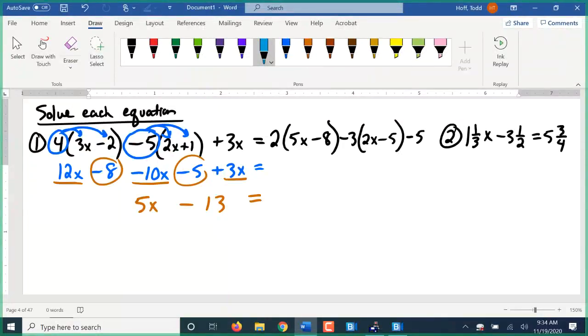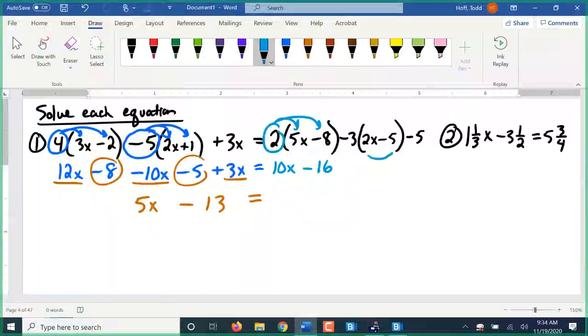On the right side here, we have parentheses as well. So we're going to work our way left to right. First one here, 5x minus 8. We cannot combine that, so we can't do anything inside the parentheses. So we'll multiply by 2. 2 times 5x is 10x. 2 times negative 8 is a negative 16.